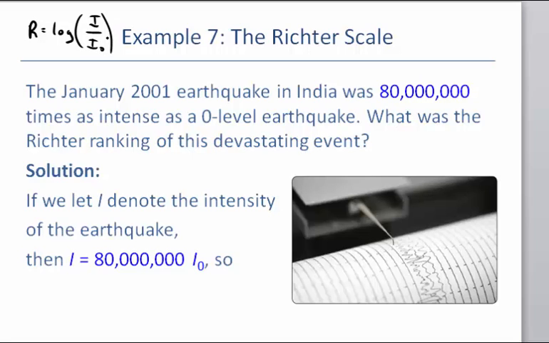We're going to let I, which is the intensity of the earthquake we're looking at right now, this January 2001 earthquake, be 80 million times as intense as a 0-level earthquake. The 0-level earthquake would be that just discernible earthquake. So we're doing 80 million times as intense as that. That's where we're getting this. We're going to plug that in for the I in our formula, and you'll see that on the next slide.